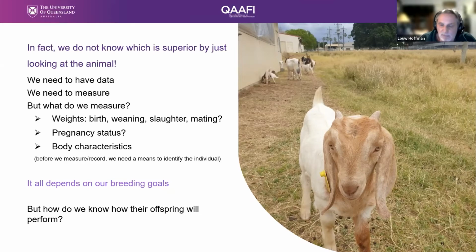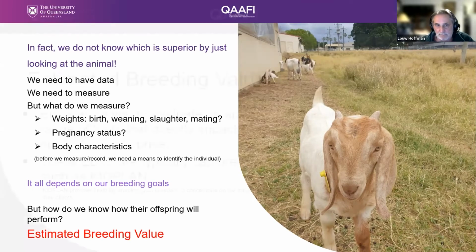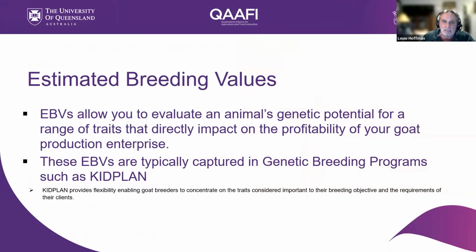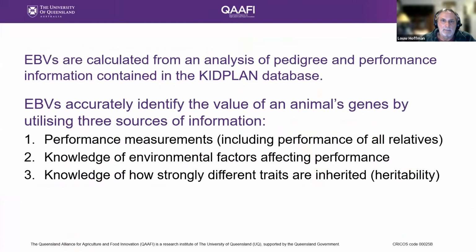But how do we know how the offspring will perform? And that's where the estimated breeding value comes in. As mentioned, the EBVs allow us to evaluate an animal's genetic potential for a range of traits that directly impact the profitability of your goats. And as mentioned, they are calculated from analysis of pedigree and performance information. And this has already been covered.